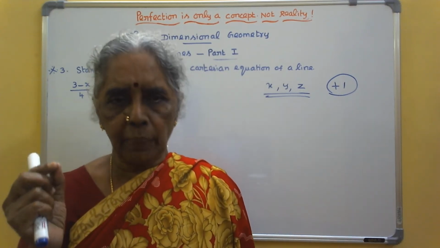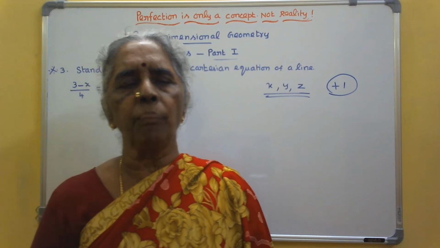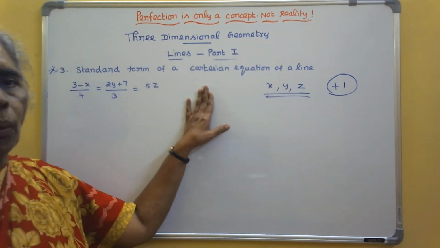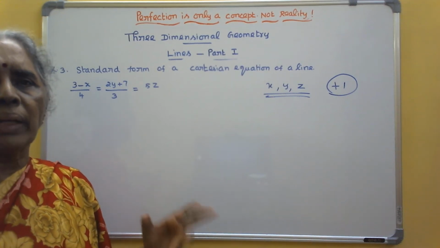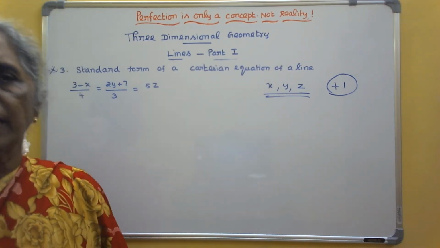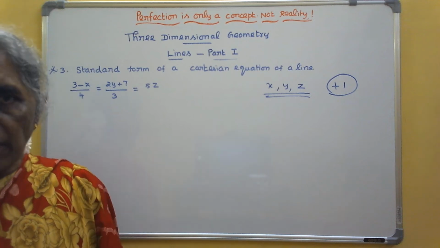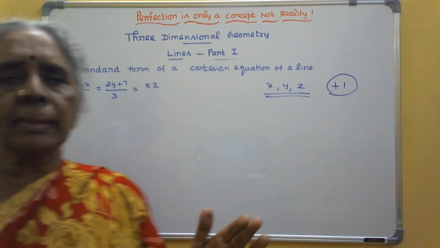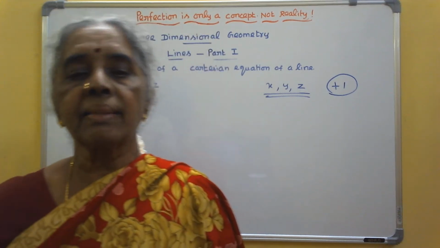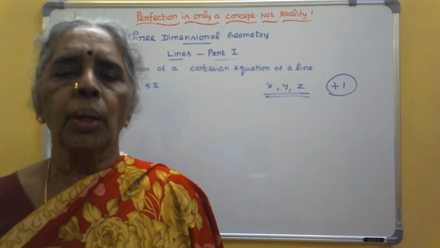If the equation of a line is in Cartesian form, this is very, very important. Okay, so you should know how to convert a given equation. First you have to check whether it is in standard form. Otherwise you have to convert it into standard form. Sometimes x and y may be in standard form, z may not be, but there also you have to convert that part.